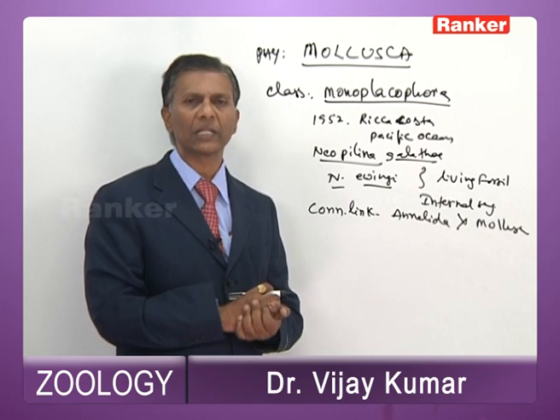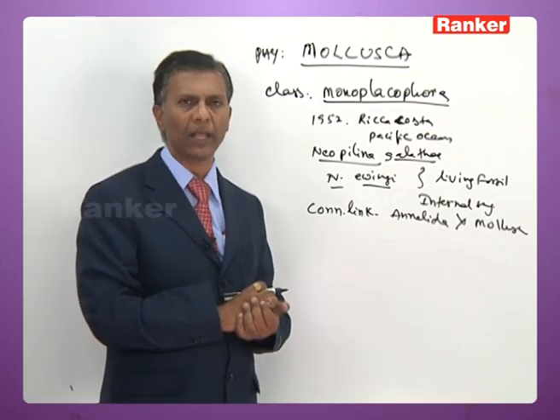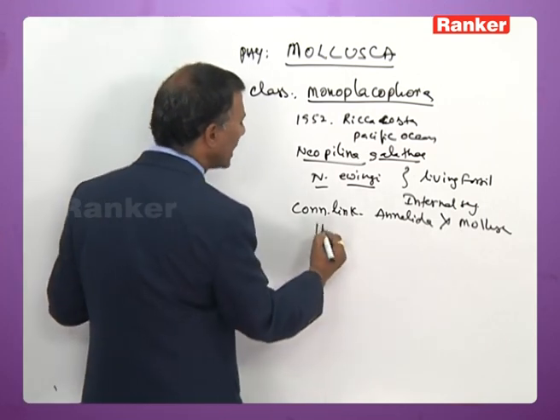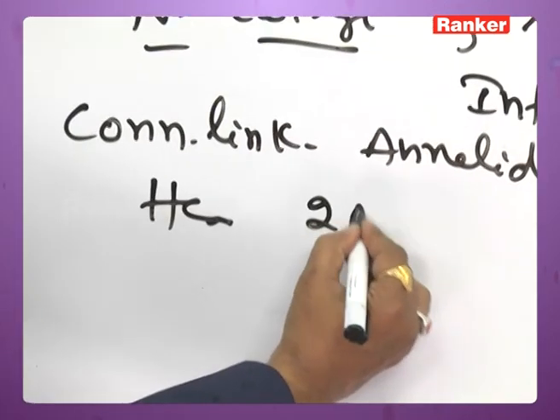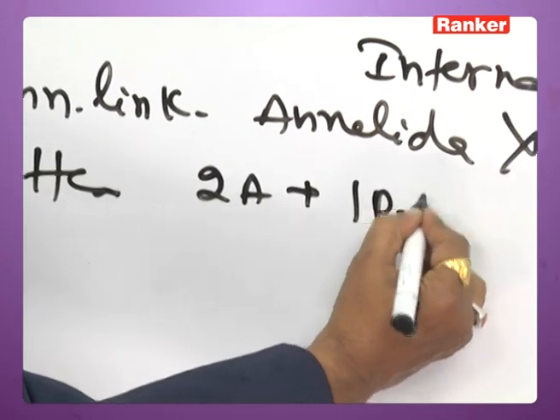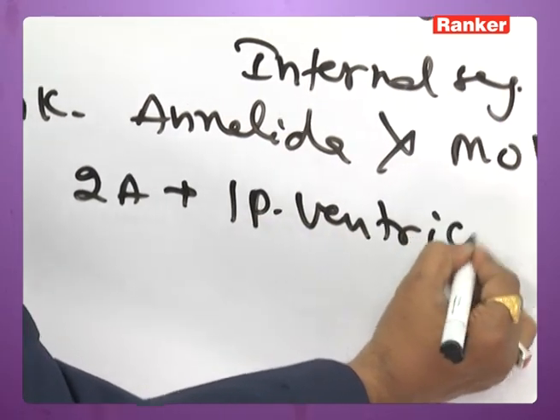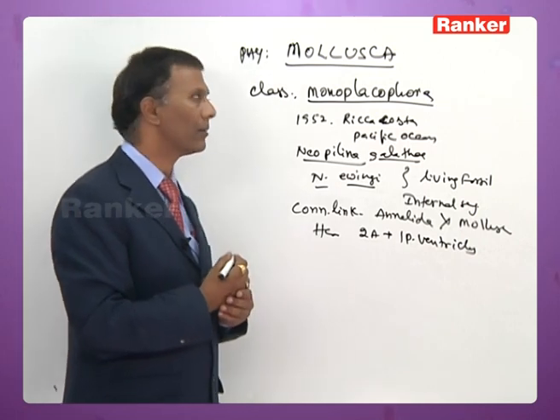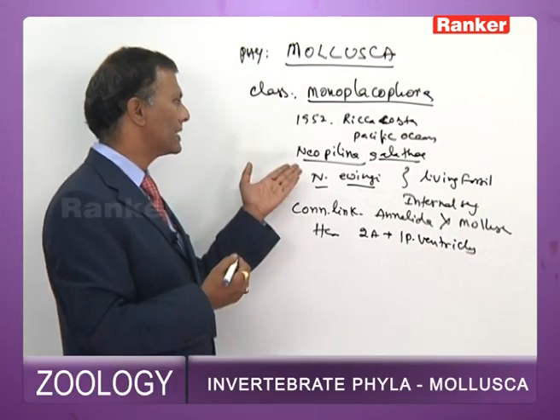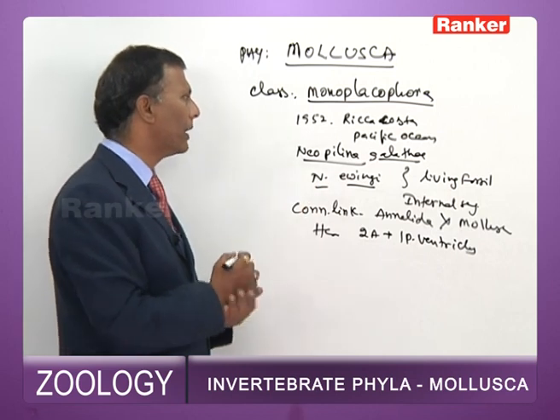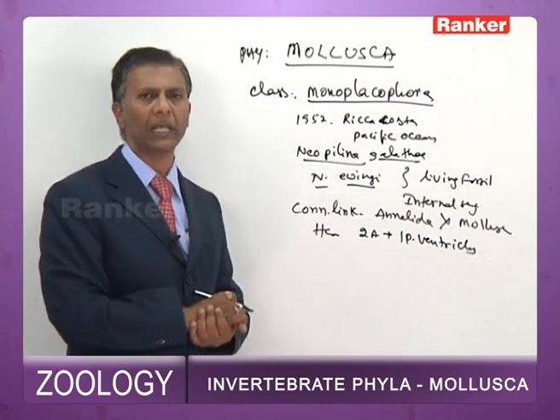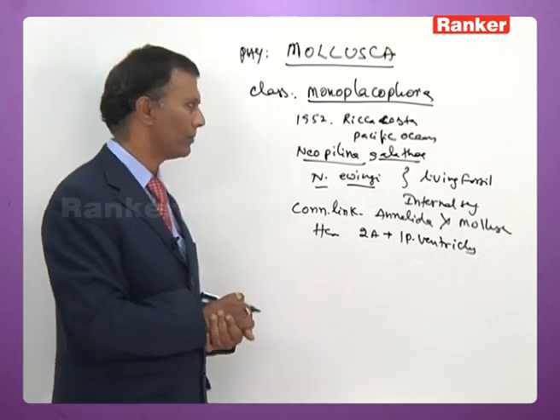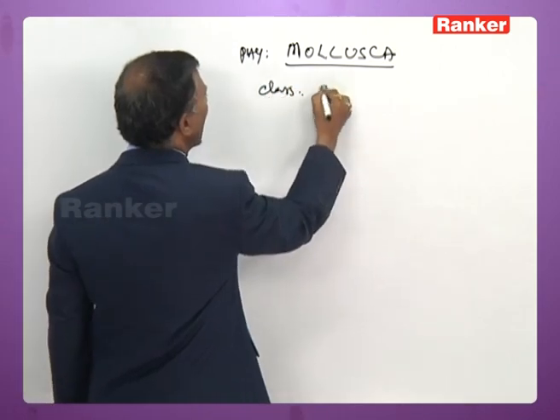They have 5 to 6 pairs of gills and 6 pairs of nephridia. The heart is unique, with 2 pairs of auricles and a pair of ventricles. And the examples, as I mentioned earlier, Neopilina ewingi and Neopilina galatheae are the important examples of this class Monoplacophora.